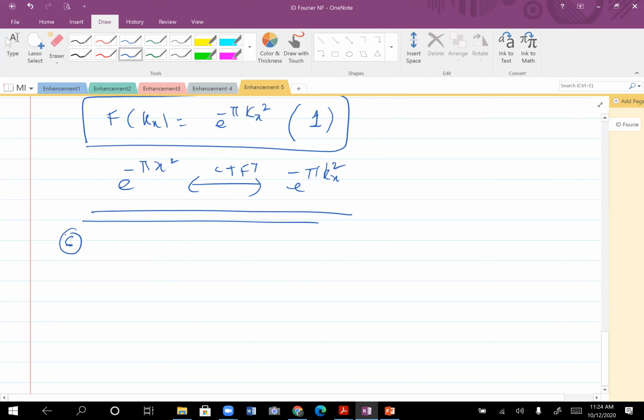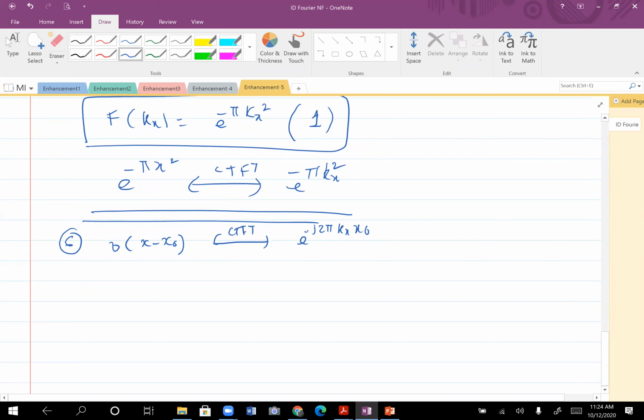Now, another one is, for example, delta of shifting of the impulse. So these are the properties we would be discussing. What would be the CTFT of this? If you are shifting it by x naught, e power minus j 2π kx x naught. Very good, kx x naught.